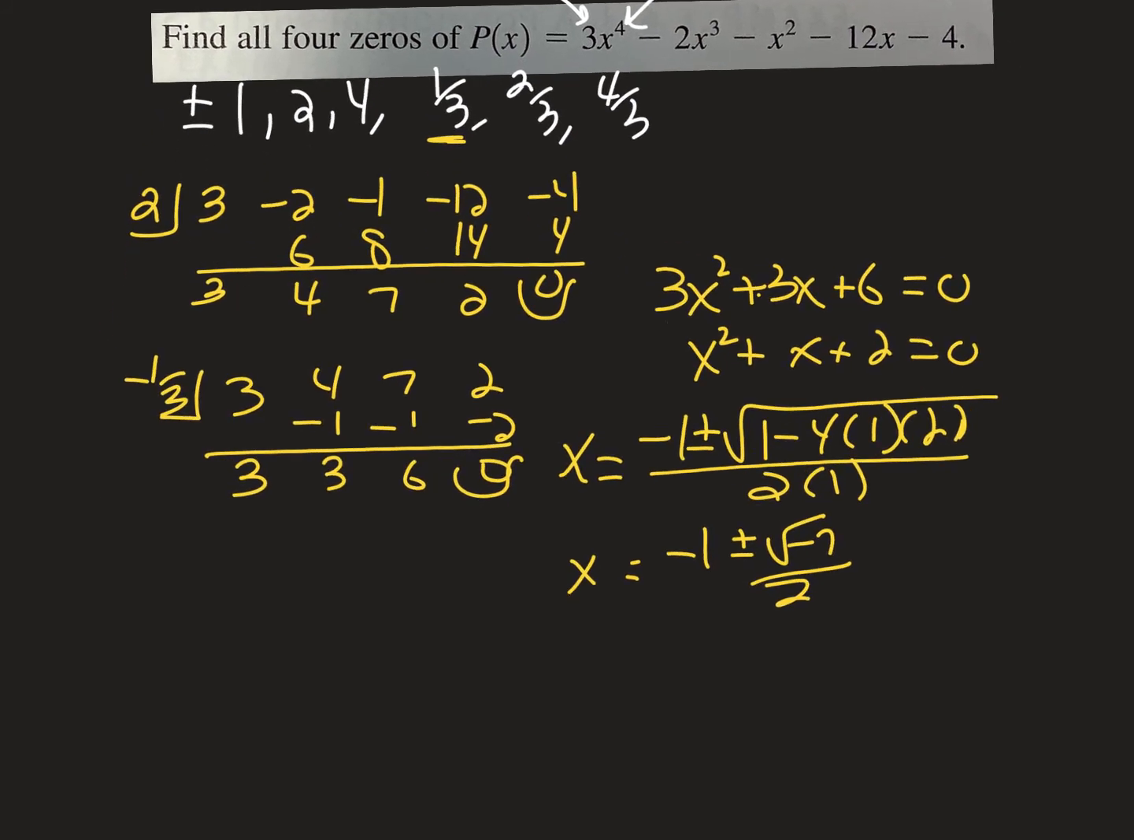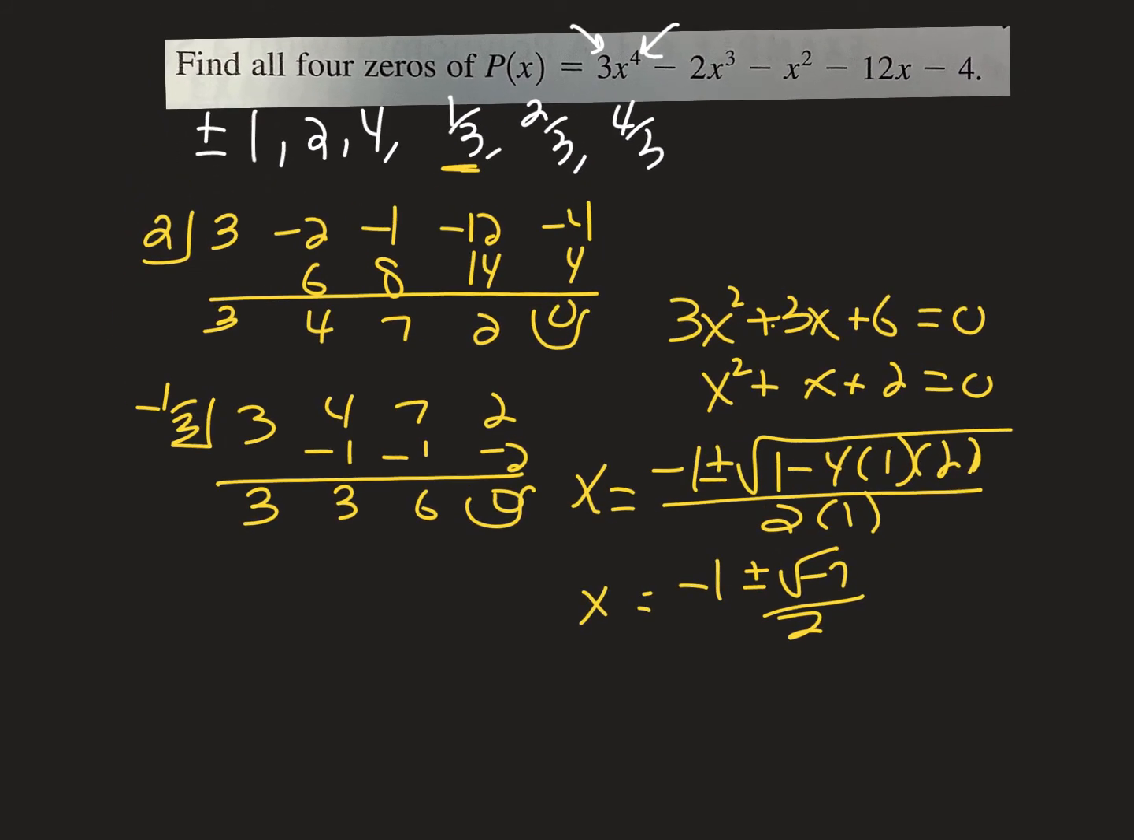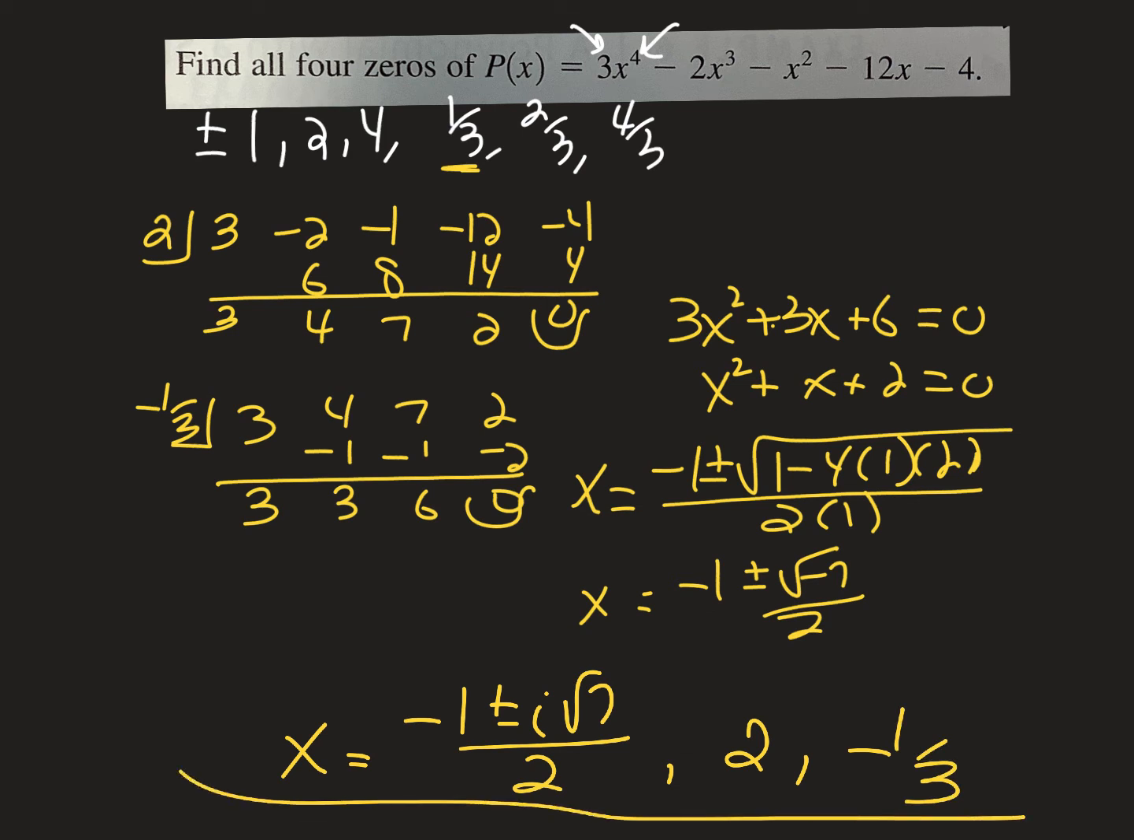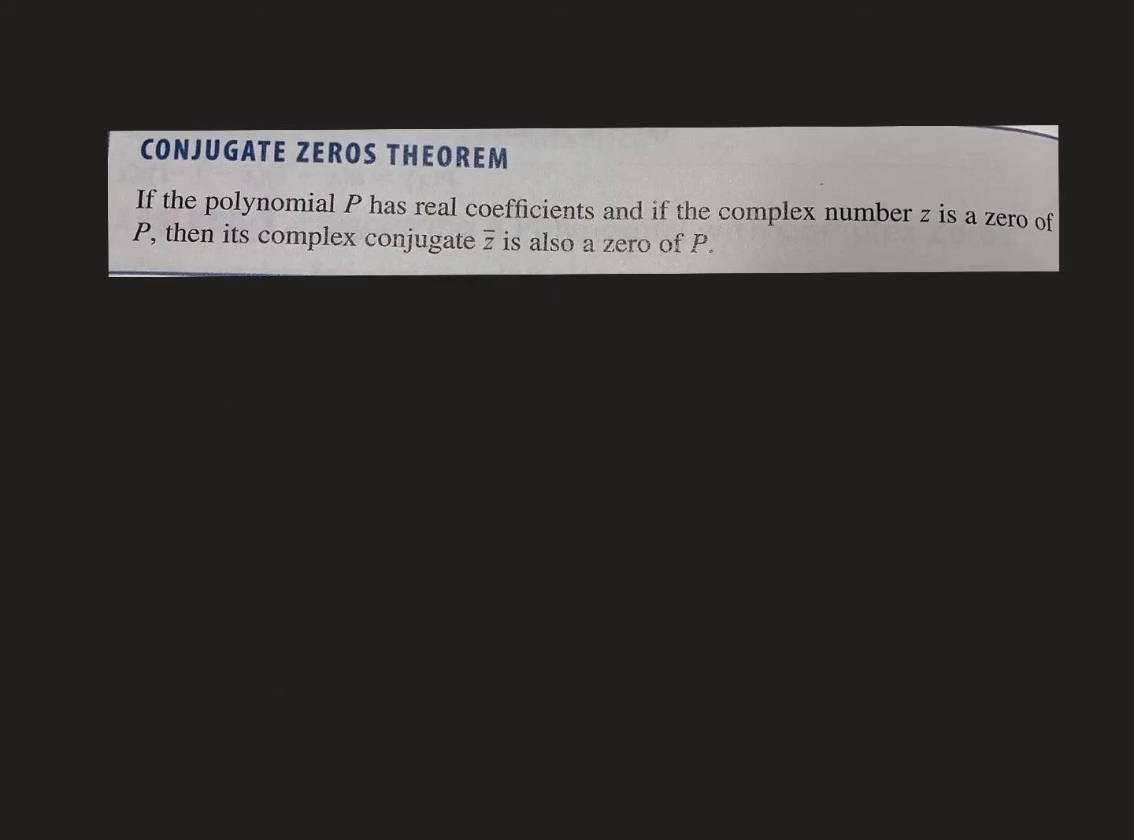So I'm going to finish up right here. List all my zeros right here. 2 of them come from that quadratic: negative 1 plus or minus i root 7 over 2. That counts as 2 of them, okay, because of the plus or minus. Also, I got a 2 at the beginning, and I got a negative 1/3. Those are the 4 zeros of that polynomial. That was fun.